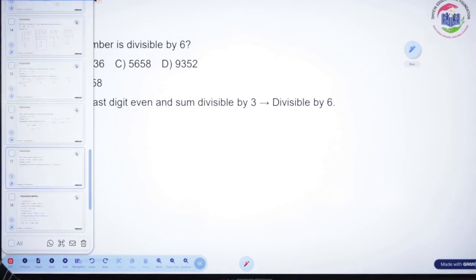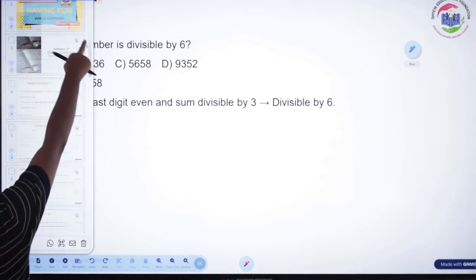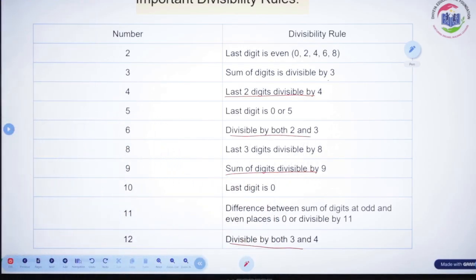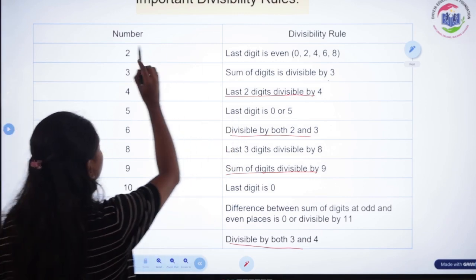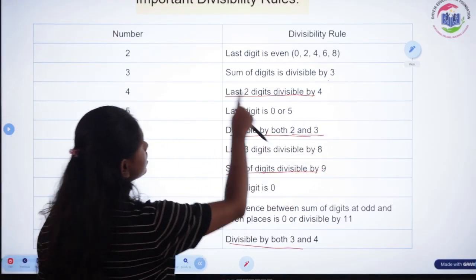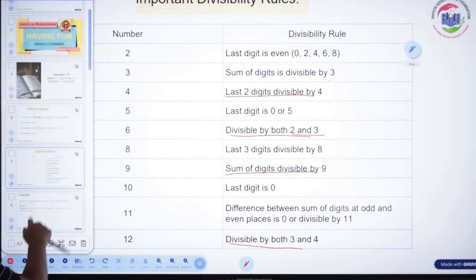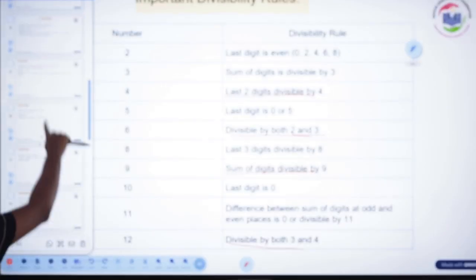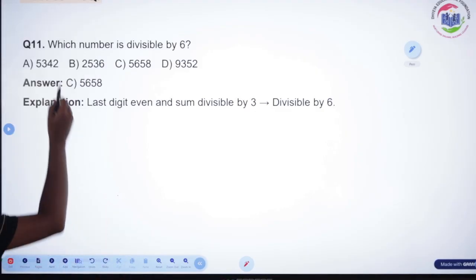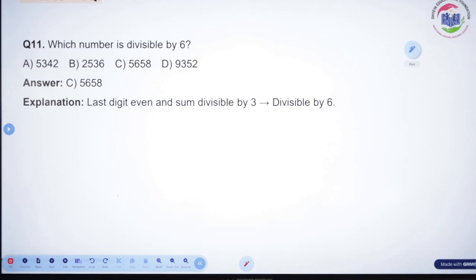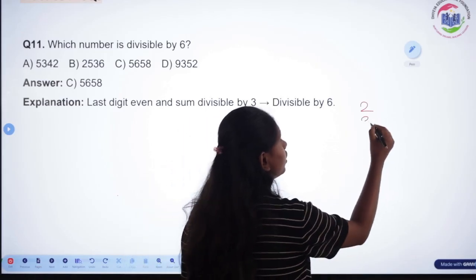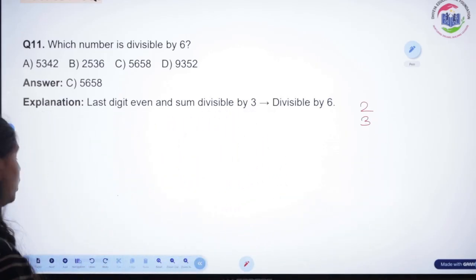Now what is the rule for checking if a number is divisible by 6 or not? It is divisible by 2 and 3. The rule for 2 says that the last digit should be even. And what does the rule for 3 say? That the sum of the digits is divisible by 3. So now, which number is divisible by 6? The number should be divisible by 2 and also by 3.